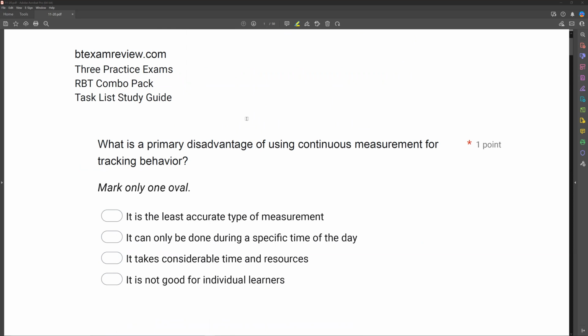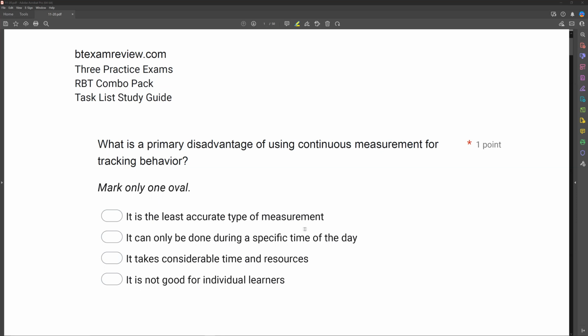Now, what would be a disadvantage of using this type of measurement? A, it is the least accurate type of measurement. That is incorrect, right? Continuous measurement tends to be more accurate than discontinuous or permanent product because you're constantly observing the behavior occur. B, it can only be done during a specific time of the day. Again, not true, right? You can use continuous measurement whenever, but you need to use it throughout. Whenever you're with the learner, you have to continuously measure whatever you're looking for.